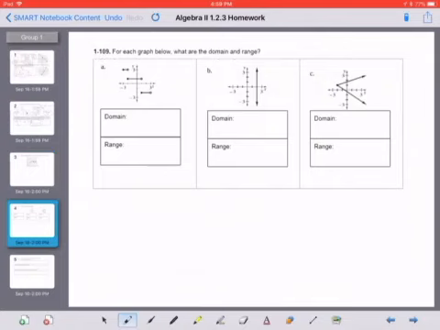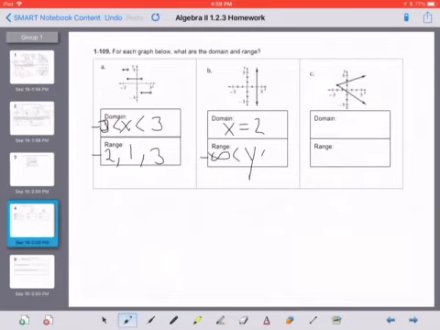Problem 109, for each graph below, find the domain and range. So for the first one, the domain is between -3 and +3. And the range is actually just -2, 1, and 3. The second one, the domain, x equals 2, and the range is all real numbers. The third one, the domain is x is greater than or equal to -2, and then the range again is all real numbers.